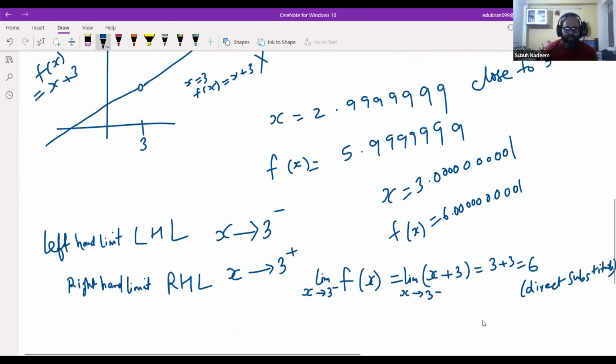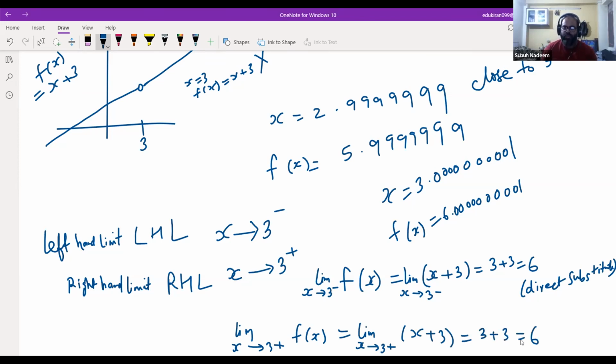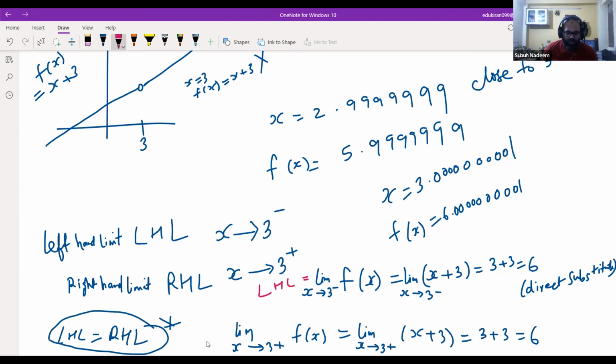Similarly here, if it is asked, I will give you to write this. Limit x tending towards 3 plus f of x. Same procedure. The function is still defined at 3 plus. So this will be directly substituted and you will get 6. So the left hand limit and the right hand limit in both situations are coming the same. The left hand limit here is coming out to be 6 and the right hand limit is also coming out to be 6. So both are the same.